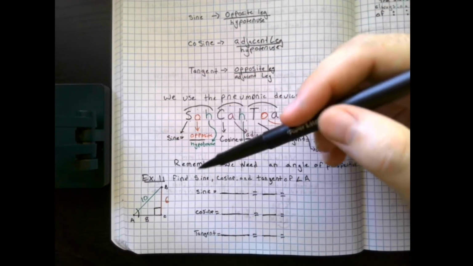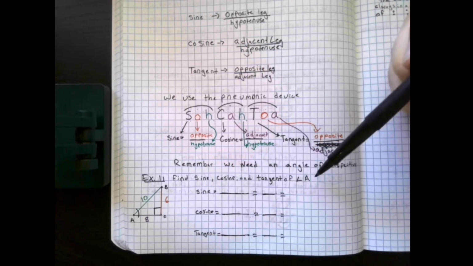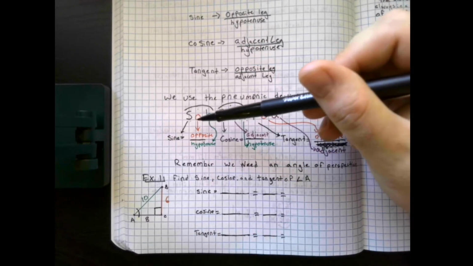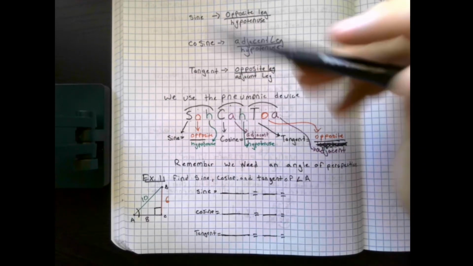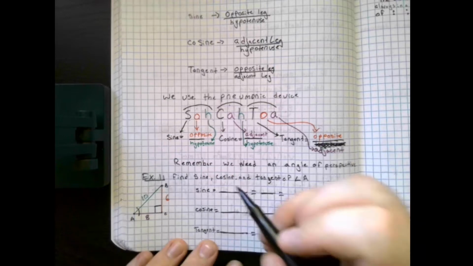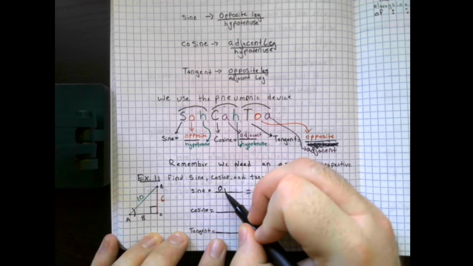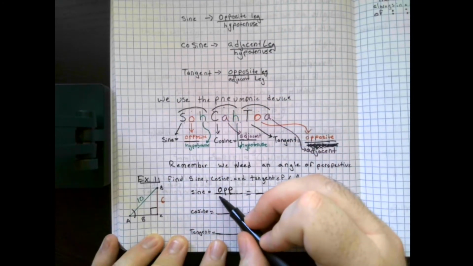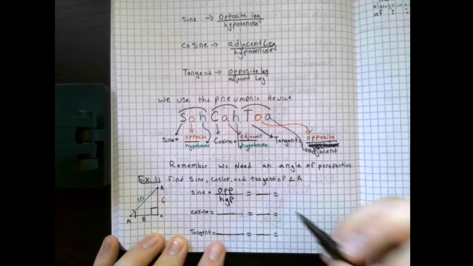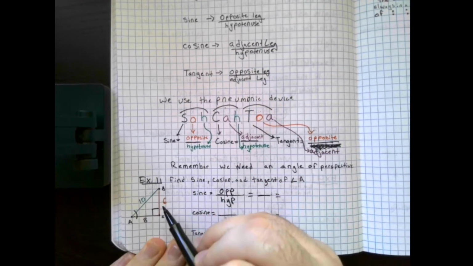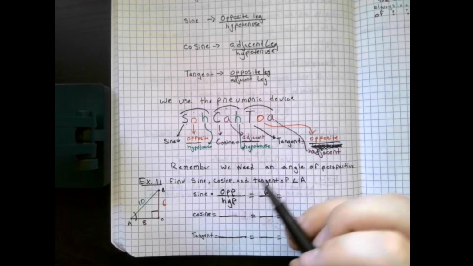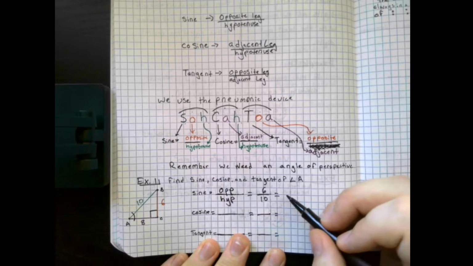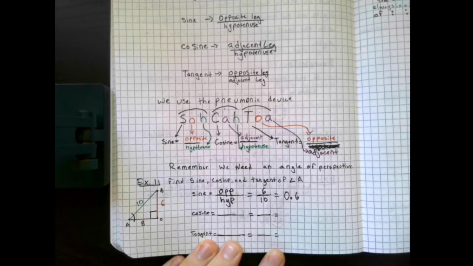Now, in example 1, we're asked to find sine, cosine, and tangent of angle A. We should remember we're going to be given an angle that we're looking from in order to find the opposite and the adjacent. The hypotenuse is going to stay the same the whole time. Now, sine, remember, is opposite over hypotenuse. Here, the opposite of A is 6. The hypotenuse from A is 10. And 6 over 10 is 0.6.